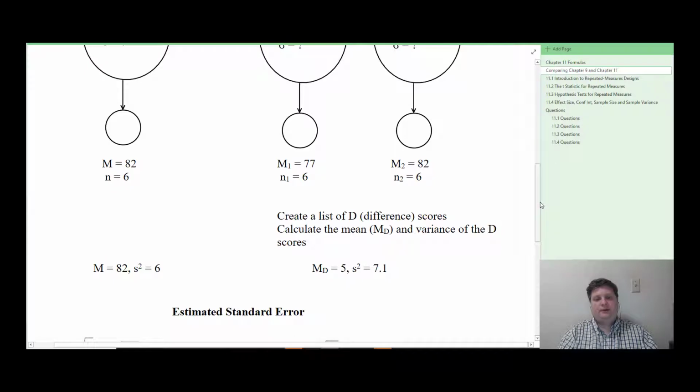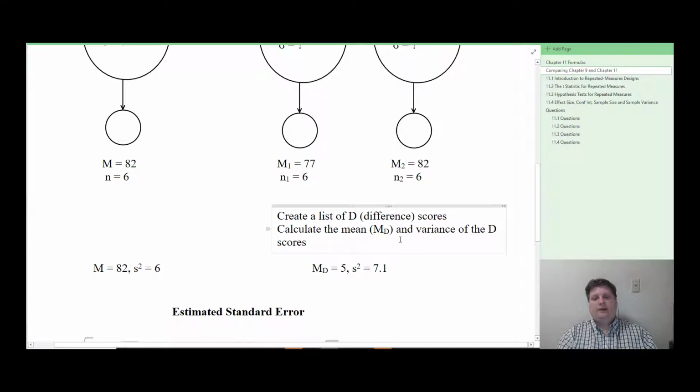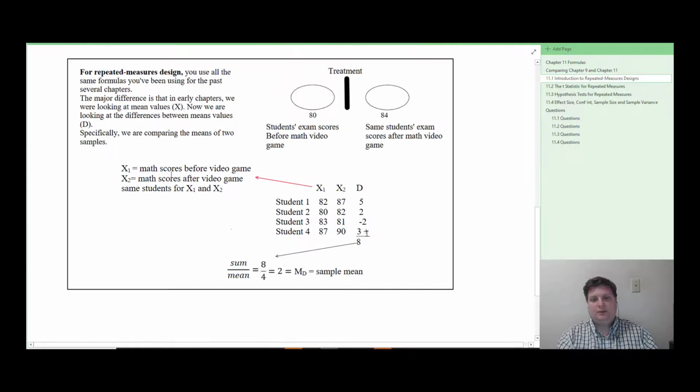Now this is the only real part that's different. The only real part that's different between 9 and 11, as I've said, is we make a list of difference scores. Here's the list of difference scores. The second score minus the first score gives us the list of difference scores. You calculate the mean and variance of that list of difference scores.